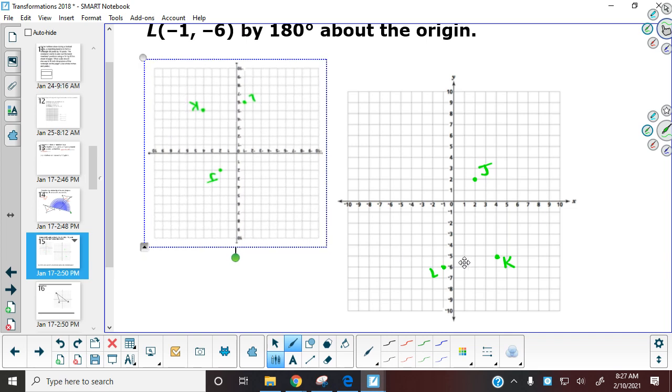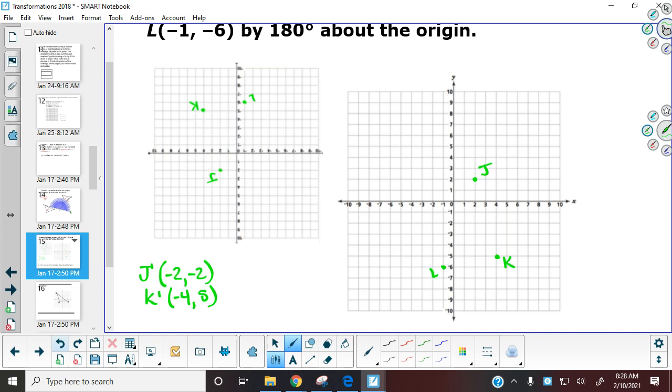Okay. So you might want to grab a Post-it or something like that. And I would say, okay, my new J prime based on this is to the left 2, down 2. So all I'm doing is going left 2, down 2, and I'm reading that point. And then I would say, okay, what about my new K? My new K, I've gone left 4 and up 5. And my new L, as I look at this, is over 1, up 6. And so those are my new points based on this picture over here.